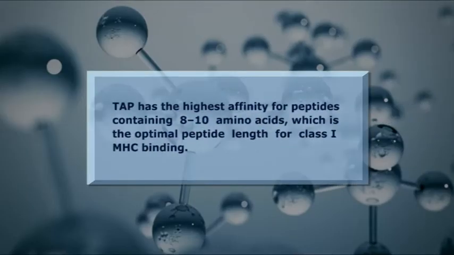Peptides generated in the cytosol by the proteasome are translocated by TAP into the rough endoplasmic reticulum by a process that requires the hydrolysis of ATP. TAP has the highest affinity for peptides containing 8 to 10 amino acids, which is the optimal peptide length for class I MHC binding. In addition, TAP appears to favor peptides with hydrophobic or basic carboxy terminal amino acids, the preferred anchor residues for class I MHC molecules. Thus, TAP is optimized to transport peptides that will interact with class I MHC molecules.